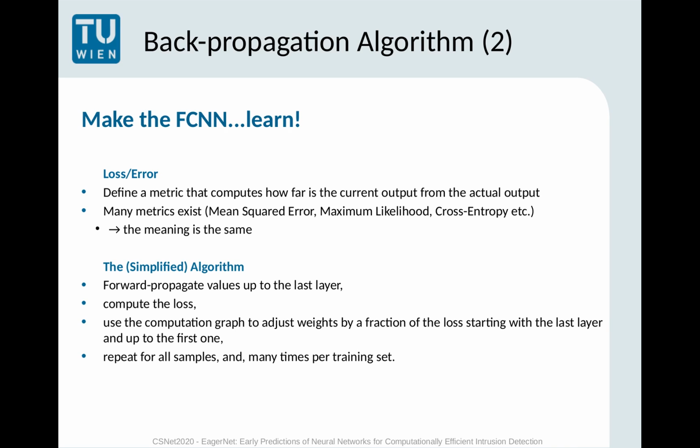So we have our input, feed it to the network in the forward pass. We get the output, we compute our loss, and then we use this loss to adjust the weights using the computation graph. So basically we adjust each weight starting from the last layer by a fraction of this loss in a special way. I will not go into details, you can find more details in the paper. And then what we do is just we repeat this procedure for all samples, and of course we can repeat it multiple times for the training set.